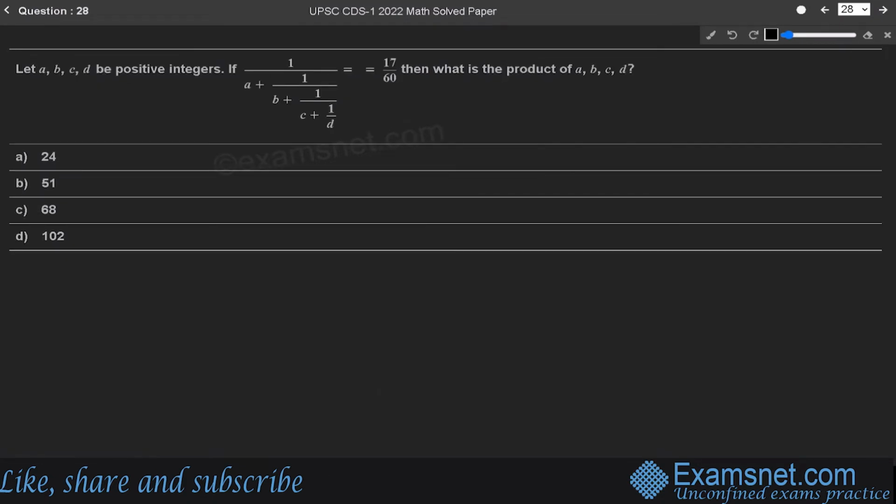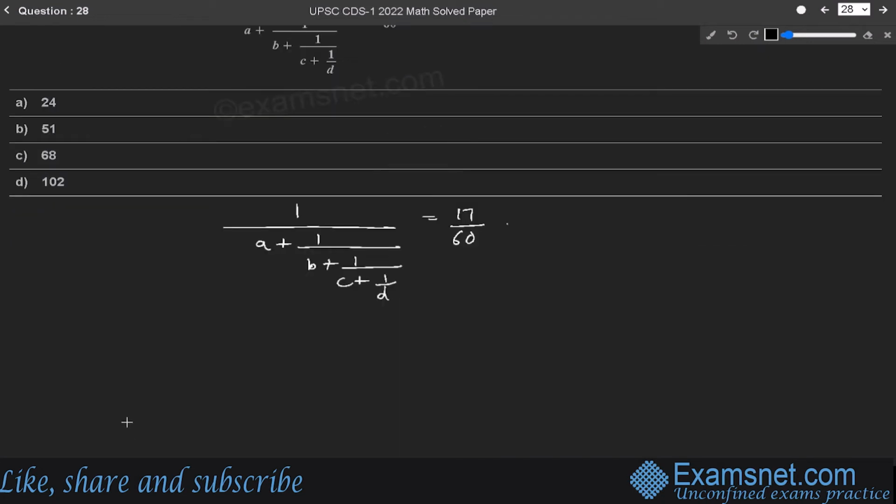Next question is, let a, b, c, d be positive integers. If 1 upon a plus 1 upon b plus 1 upon c plus 1 upon d is equal to 17 by 60, then what is the product of a, b, c, d? First, let us write the given expression, which is 1 upon a plus 1 upon b plus 1 upon c plus 1 upon d. Now while looking at the question, it seems very difficult, but it is a very easy question. You can see that we can write the RHS part. RHS is 17 by 60.